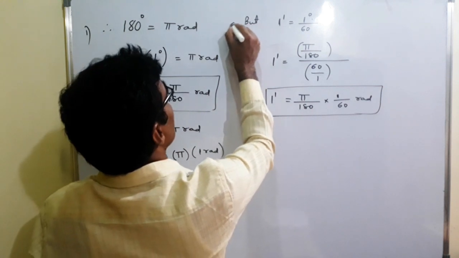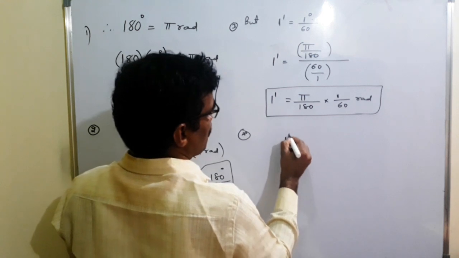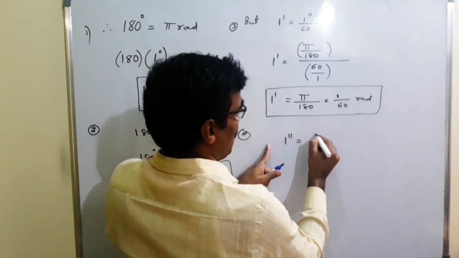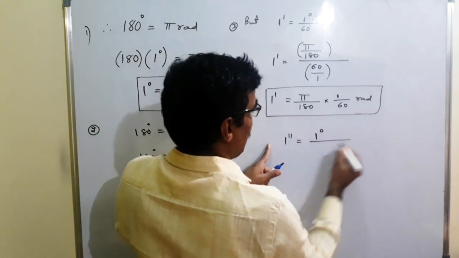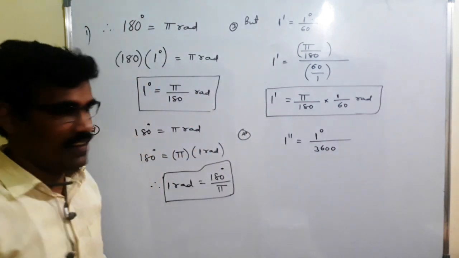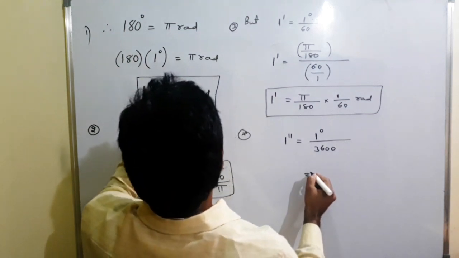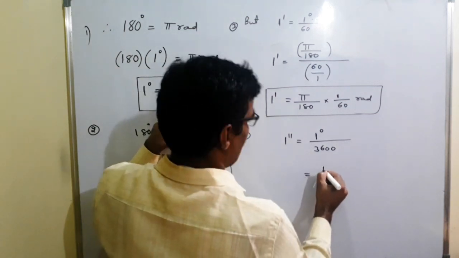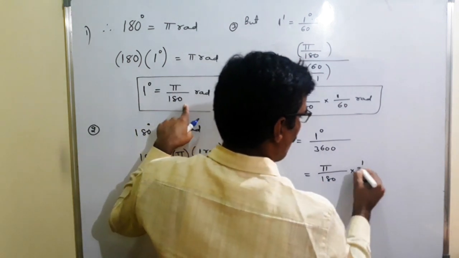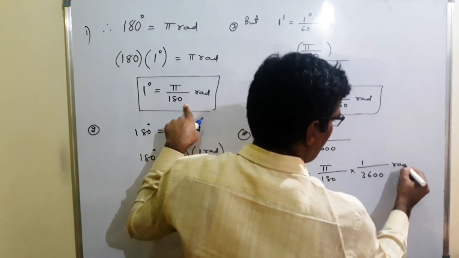This is the third point. Fourth one: 1 second is equal to how many radians? 1 second is equal to 1 degree by 3600. Since 1 degree is pi by 180 radian, 1 second is pi by 180 into 1 by 3600 radian.